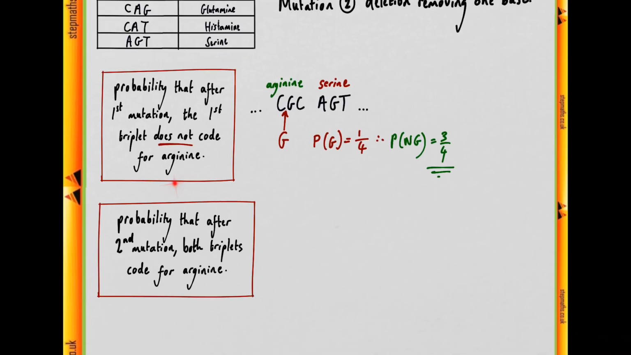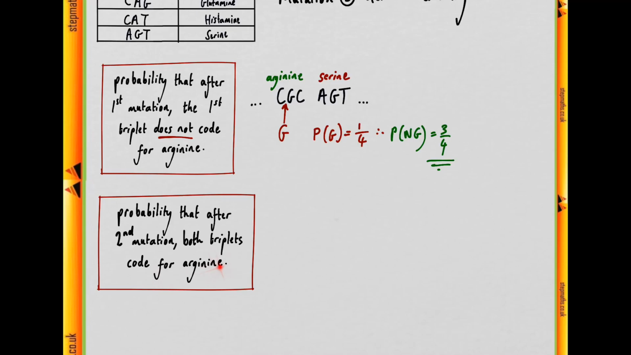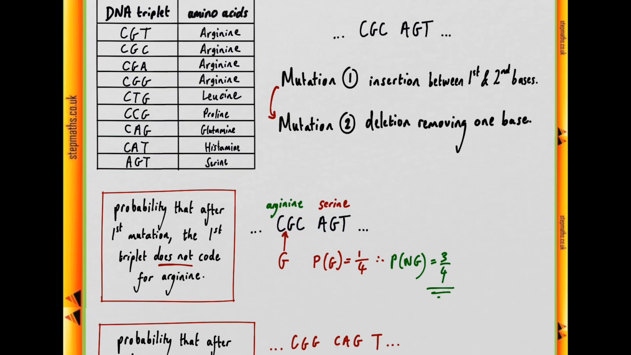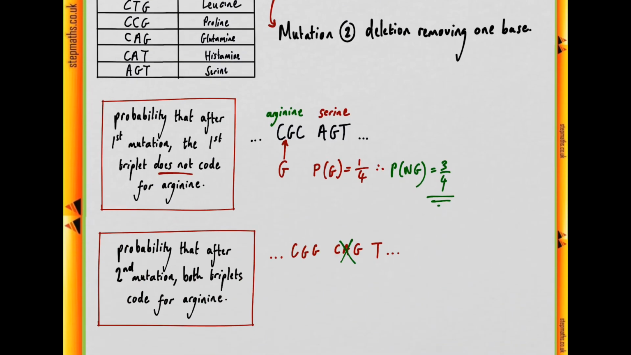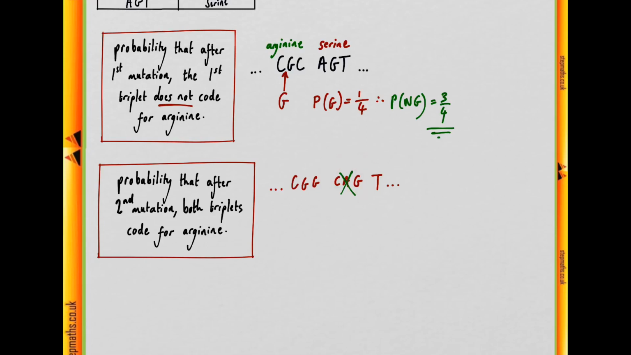We can bear that in mind coming into this part of the question, which asks for the probability that after our second mutation, just as a reminder, this is the deletion mutation of one base within the entire sequence, both triplets code for arginine. Okay, well, we already know that our insertion of G is the only way that we can continue having arginine for the first triplet, so we can bear that in mind. And secondly, in order to have the second triplet, i.e. the CAG, going from being glutamine to being arginine, we can get rid of the A, and that will lead to CGT, which, as we can see here, codes for arginine. And this is the only deletion that we can do that will lead to a second triplet coding for arginine.